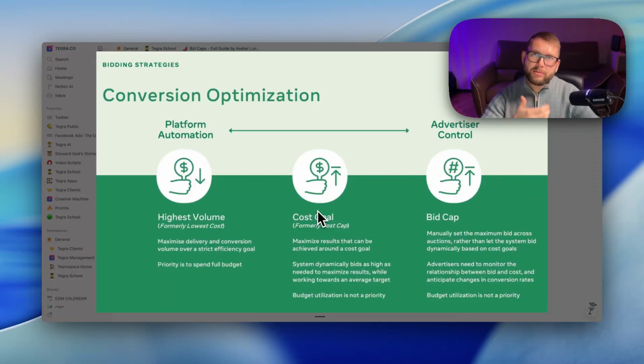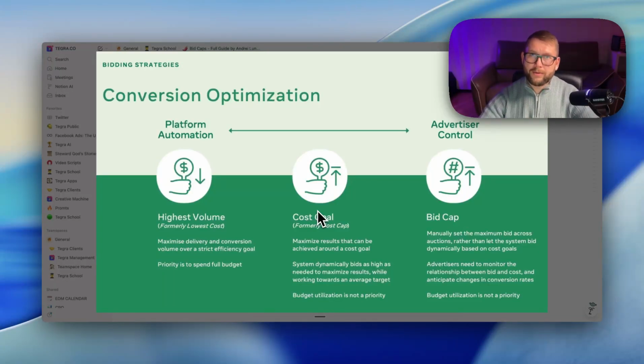We have two types of auction on Meta: the lowest cost auction, where the goal is to get conversions as cheap as possible, and the highest value auction, where we don't aim to get conversions as cheap as possible, and we try to capture as valuable customers as possible.